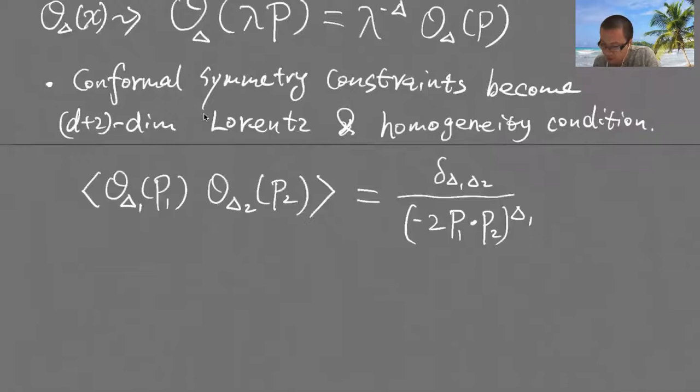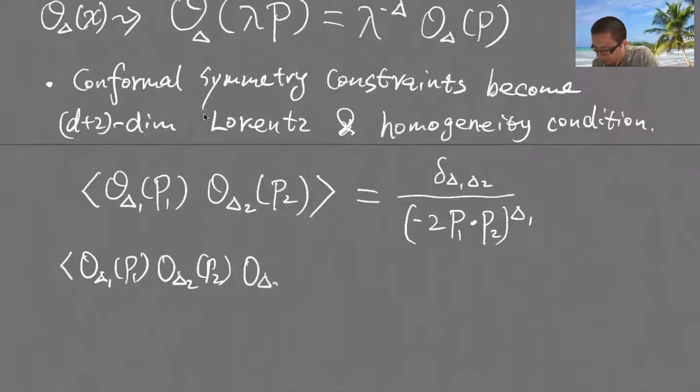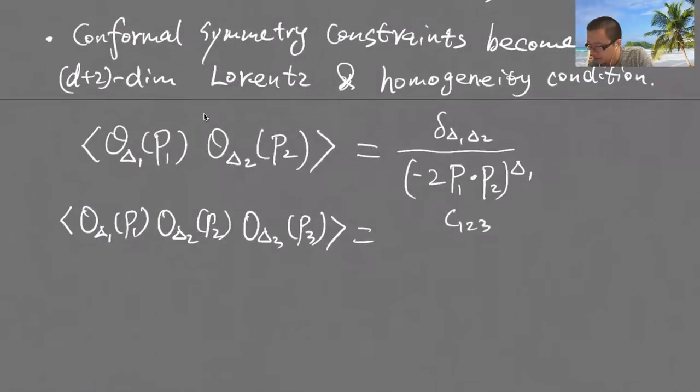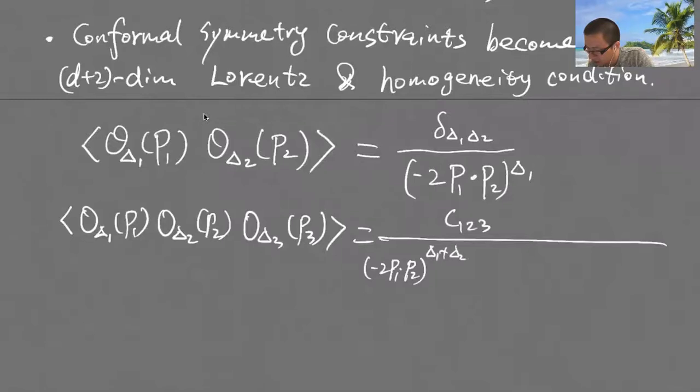And similarly, at 3 points, again, the Lorentz symmetry requires it's a function of Pi dot Pj, and the scaling property basically uniquely fixes the answer, up to, again, a constant. So the result basically is P2 to the power delta 1 plus delta 2 minus delta 3 over 2.